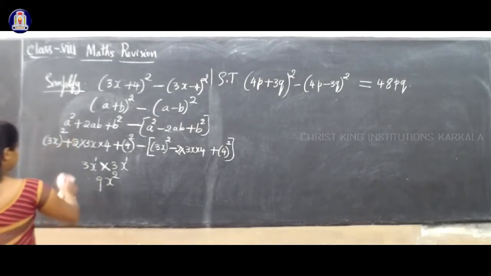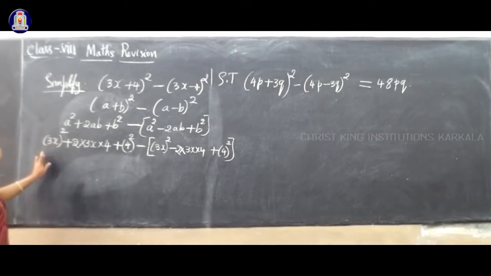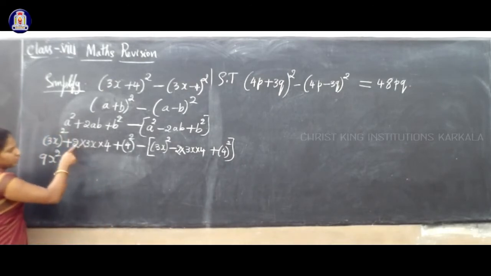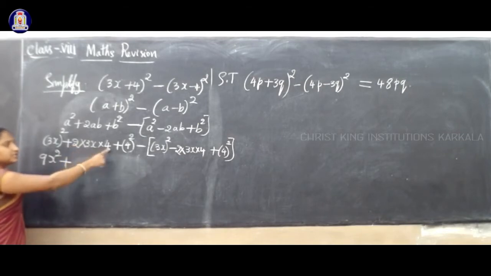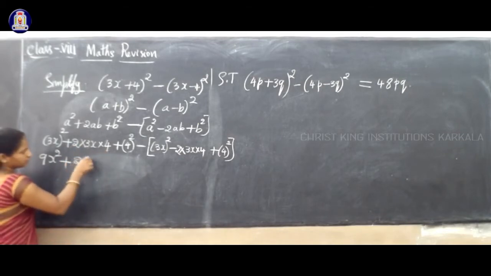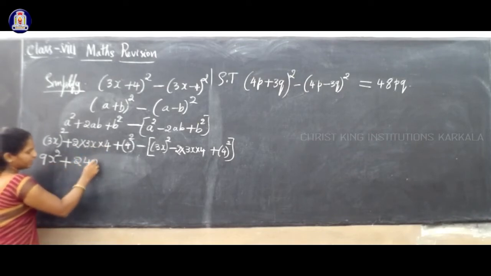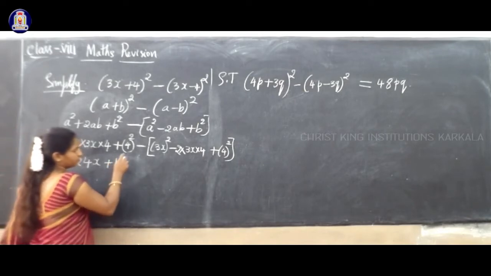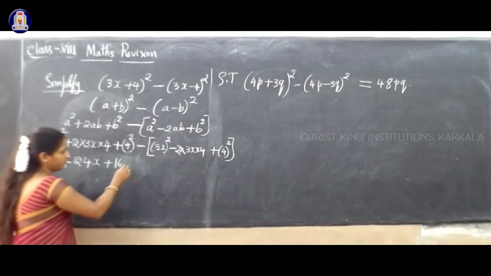So how many times have we multiplied 3x? 2 times. Why? Because (3x) the whole square means 2 times. Clear? So 3 3s are 9, and x power 2 means x into x, that is x square. Plus 2 into 3 into 4: 2 3s are 6, 6 4s are 24, and x write as it is. So what is 4 square? 4 square is 16, 4 into 4, 16. So now write minus as it is.